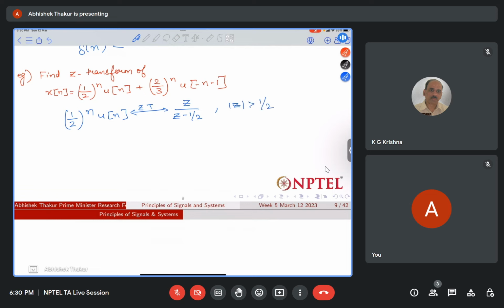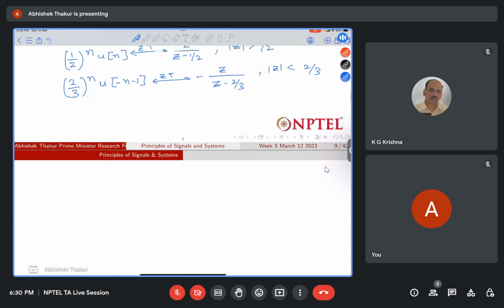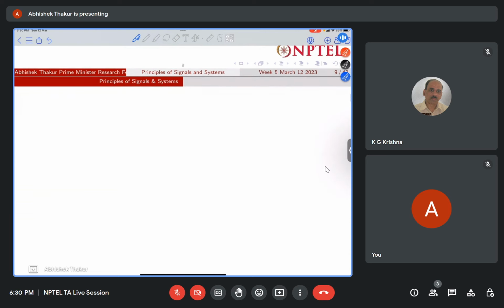And now the second part is (2/3)^n u[-n-1]. For this, the Z transform will be minus of Z by Z minus a, so Z minus 2/3, and here the ROC will be |Z| less than 2/3. So the common ROC will be from 1/2 to 2/3.